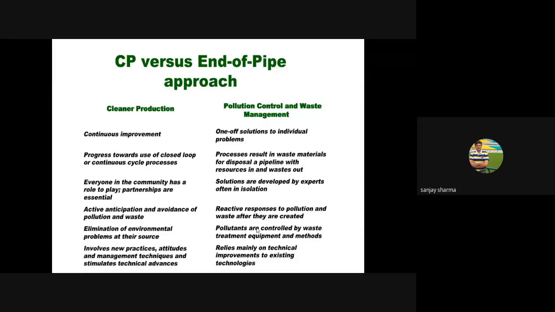This is the comparison of cleaner production and pollution control techniques. Cleaner production is continuous improvement. It is one solution to a user problem. It moves towards closed loop or continuous cycle processes, whereas pollution control is a result of waste materials for disposal; we focus only on this, not the total process. Everyone in the community has a role to play, whereas solutions are developed by experts, often in isolation. Cleaner production is active anticipation or avoidance of pollution and waste, whereas pollution control is a direct response to pollution and wastewater after they have been created. Cleaner production eliminates environmental problems at the source, whereas pollutants are controlled by waste treatment equipment. It involves new practices, attitudes and management, whereas pollution control relies mainly on technical improvements of existing technologies.